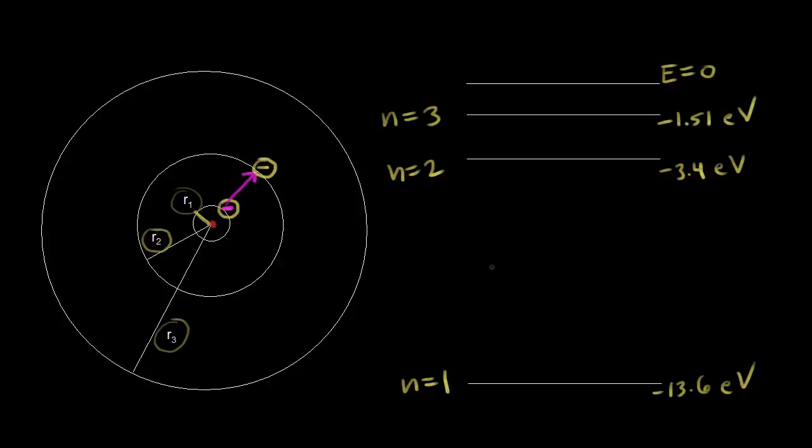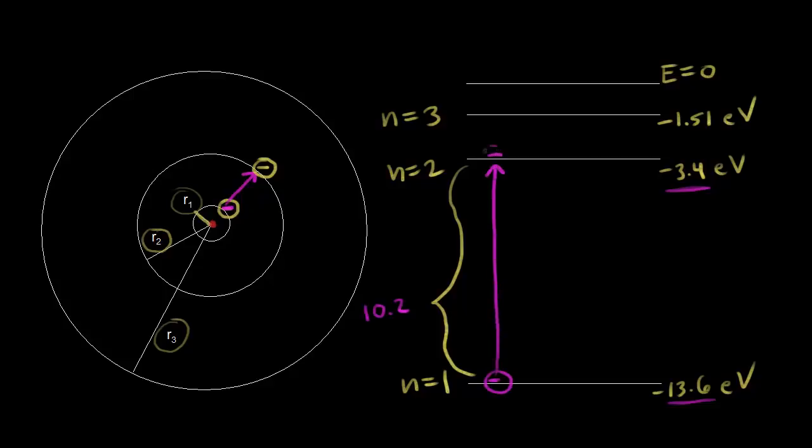We would have to give that electron this much energy, so the difference in energy between our two energy levels, the difference between these two numbers. If you're thinking about it just in terms of magnitude, right, 13.6 minus 3.4, so this is a magnitude of 10.2 electron volts. And so if you gave that electron 10.2 electron volts of energy, you could cause that electron to jump from the first energy level all the way here to the second energy level. But you would have to provide the exact right amount of energy in order to get it to do that.